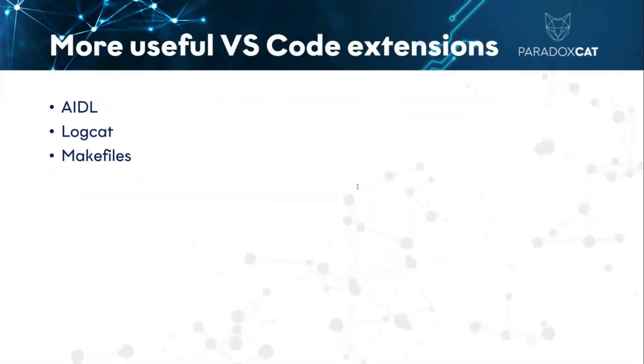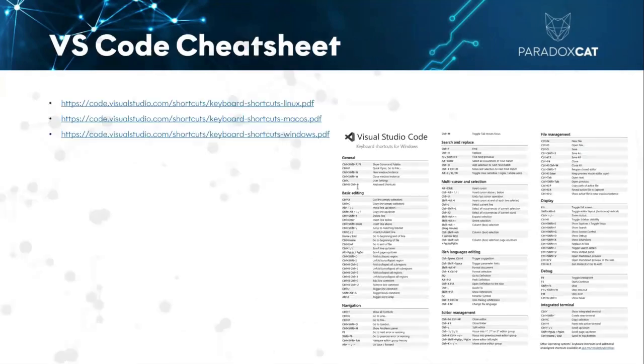There are more useful VS Code extensions, for AIDL, for logcat files. What I like to do with logcat is actually not to open it in the terminal, but rather transfer it to a file from the terminal, then open the file and color it with this extension. And then I can navigate in the file and copy from it. It's much nicer than working in the terminal. And it's also saved. And you also have a Makefiles extension. For VS Code, there is a cheat sheet for every platform. Print it out, put it next to your laptop. It's really helpful.